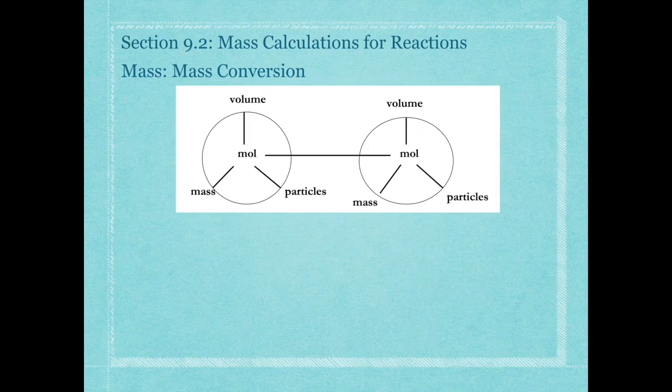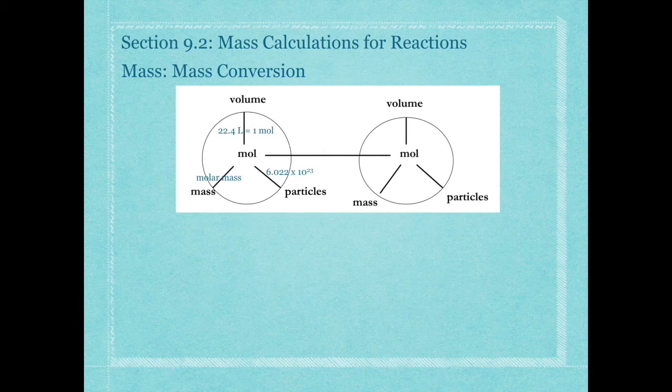So here is my diagram. If you notice, you've already seen each of these individual wheels. So for example, if I wanted to go from volume to moles, we knew that I had to use 22.4 liters equals 1 mole when we're at standard temperature and pressure. Let's say, for example, I wanted to go from moles to mass or mass to moles, I would use my molar mass. If I wanted to go from particles to moles or moles to particles, I would use Avogadro's number.